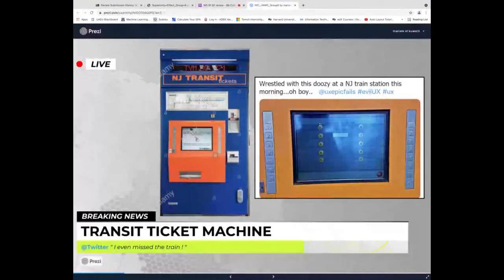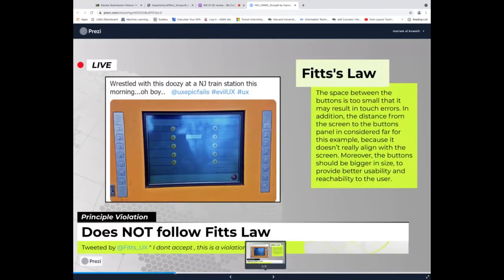Okay. So for this UX fail, we'll be talking about the laws that it did not follow, and then we're going to present a better version of this fail. To start with, this fail does not follow Fitts's law because, as we can see, this touch screen is far away from the buttons, and this space is not necessary. It's so big in size that it can create an error in which the user touches the screen and the button.